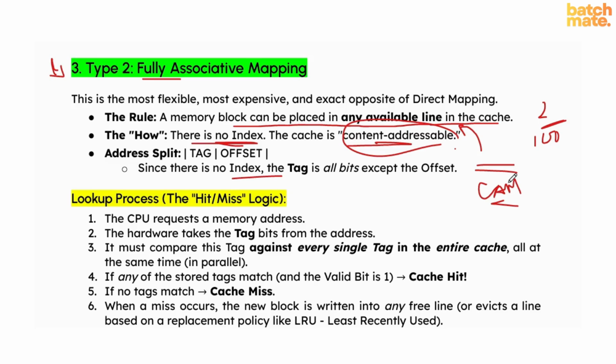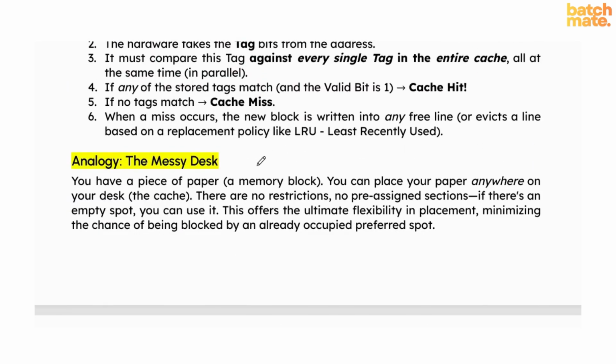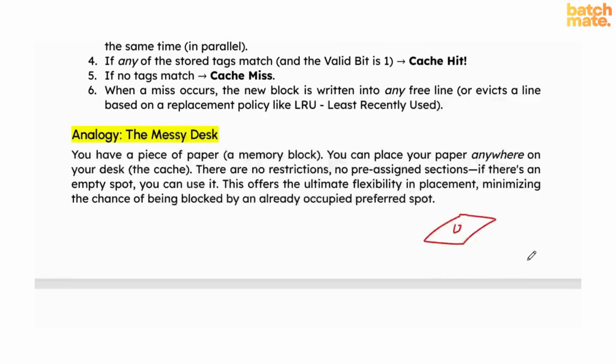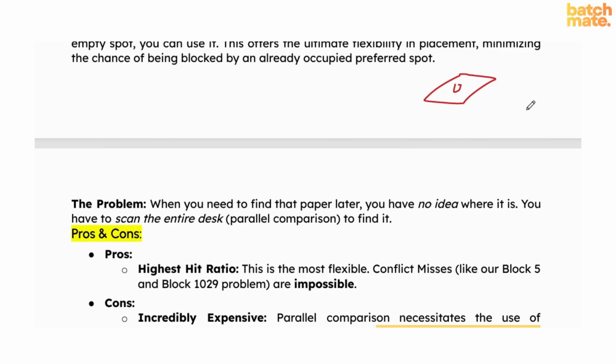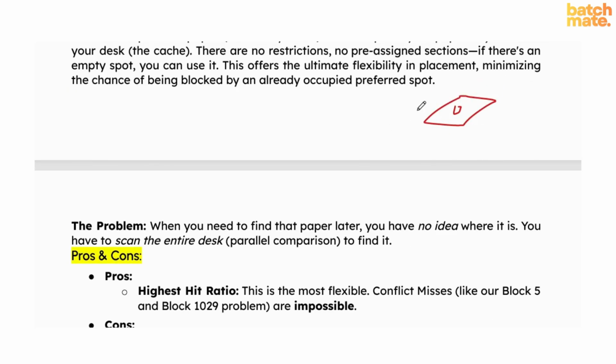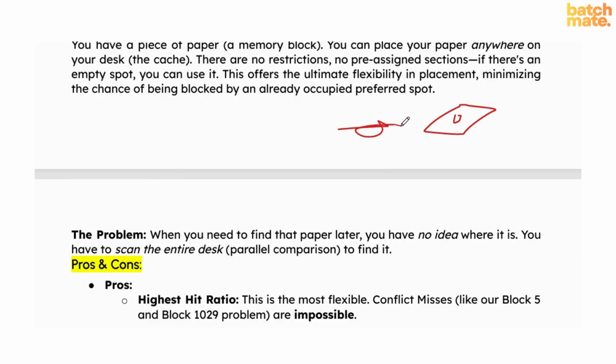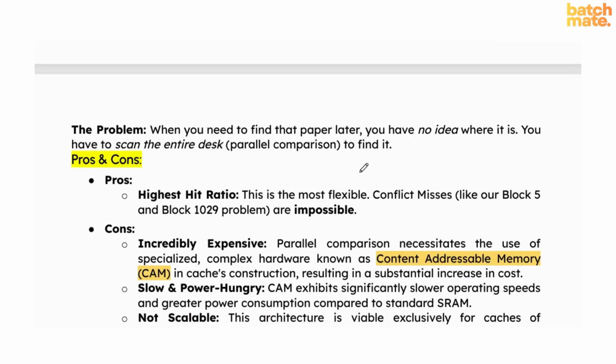Think of this like a messy desk. You have a piece of paper and you can place your paper anywhere on your desk. Here the advantage is you never have a conflict. There are no restrictions, no pre-assigned sections. If there's an empty spot, you can use it. There's no chance of being blocked by an already occupied preferred spot. But the disadvantage is that when you need to find that paper later, then good luck, as you have no idea where it is. You have to scan the entire desk in parallel to find it.